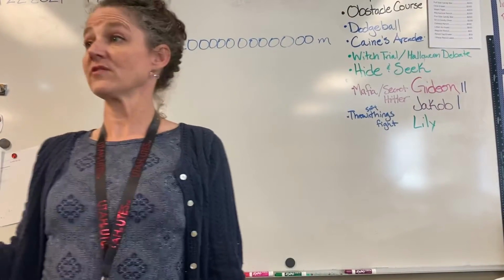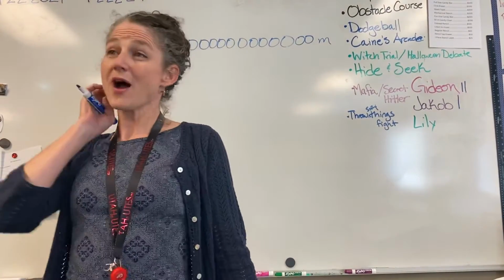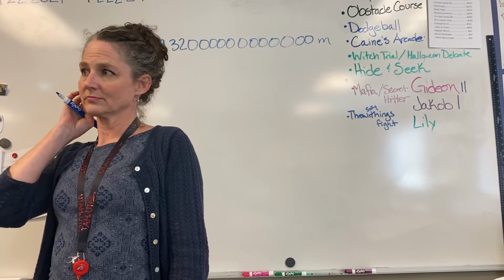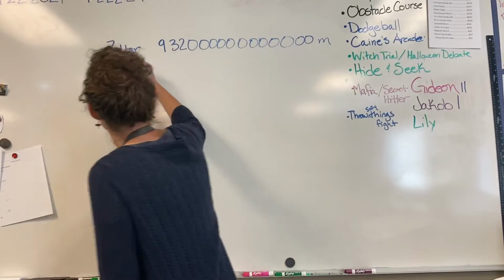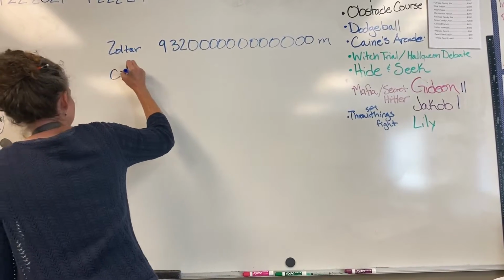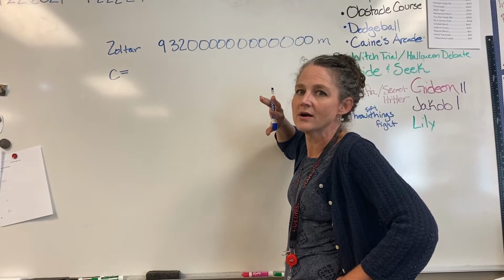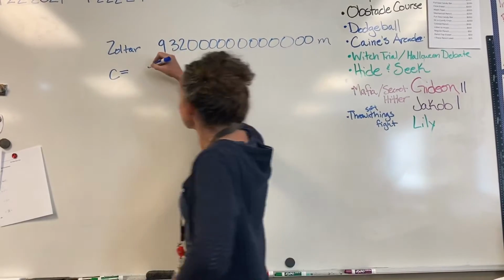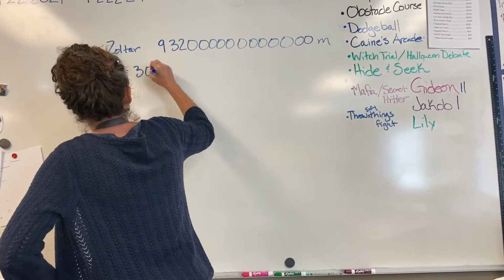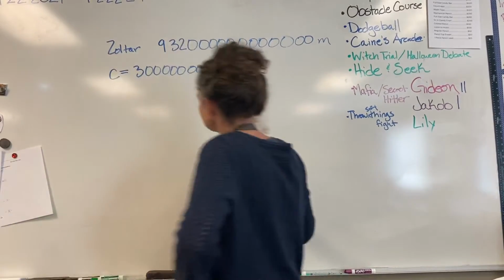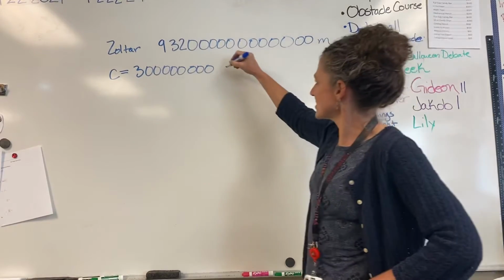Okay, we need formulas first of all. First of all, what's the speed of light in a vacuum? It is C, not C squared, not C cubed. But what is C? 300 million. 300 with 6 zeros after it. The units are meters per second.